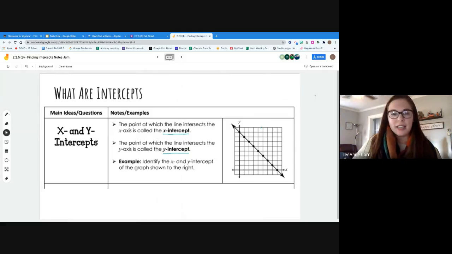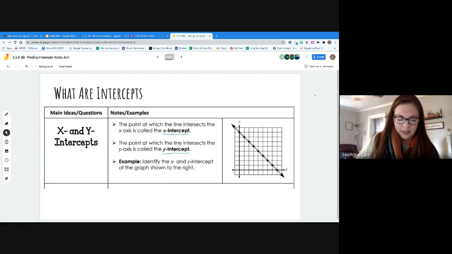And we know that an x-intercept is where it crosses the x-axis, and a y-intercept is where it crosses the y-axis. Okay, so if we look at our example on the right side of our screen, our x-intercept, where it crosses the x-axis, here's our x. Our line is crossing at this point. That point right there would be our x-intercept.